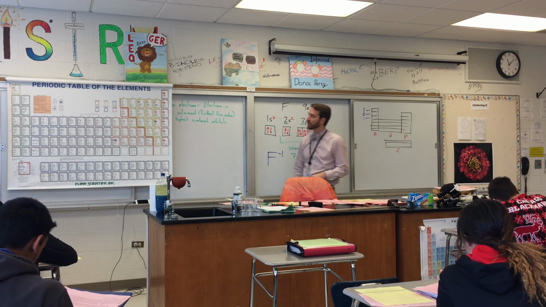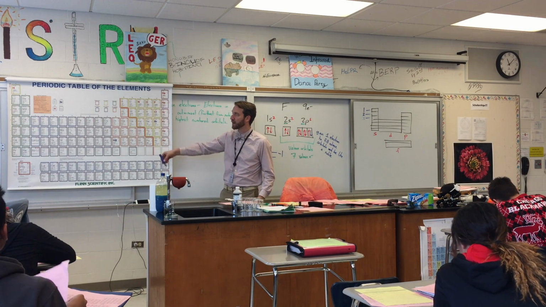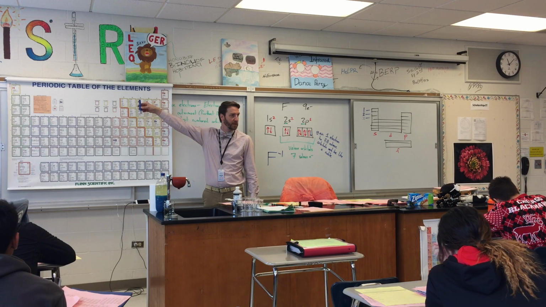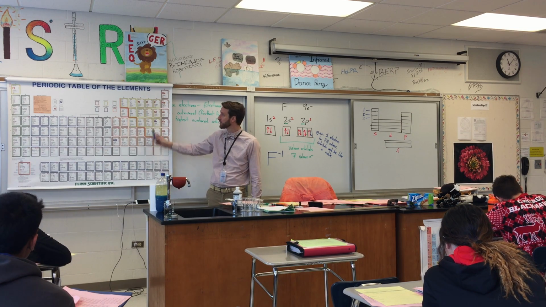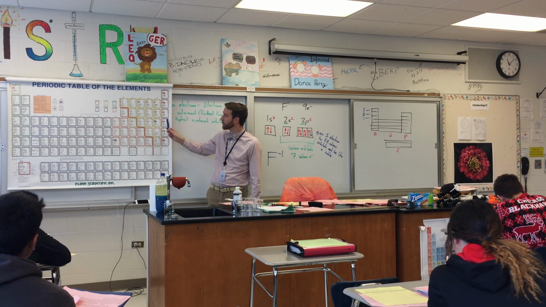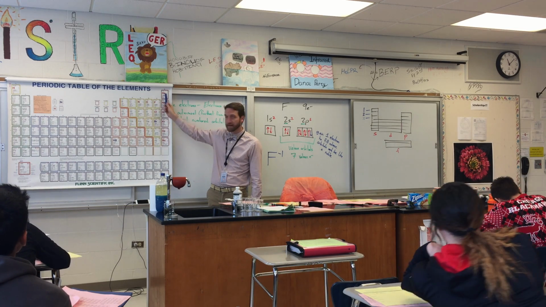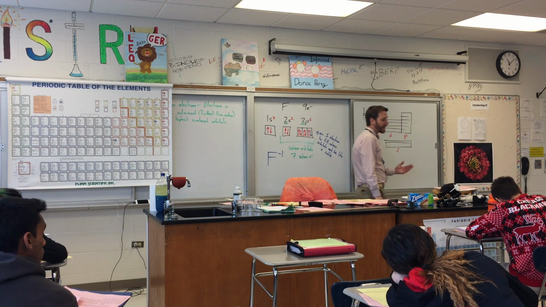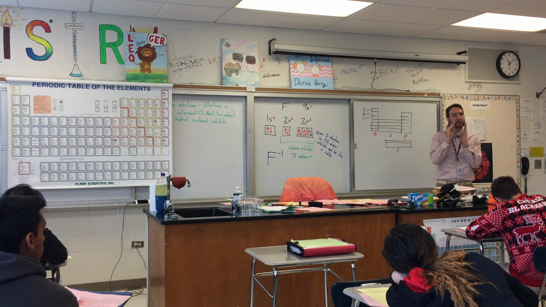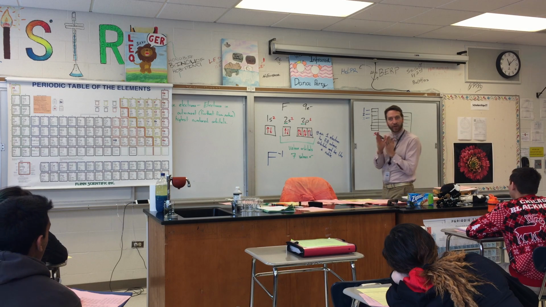On the periodic table, groups are these columns. The vertical lists of elements, right? So the noble gas group is this column of elements at the very end of the periodic table. Okay? Now it's saying that elements in the same group or the same column have similar properties.